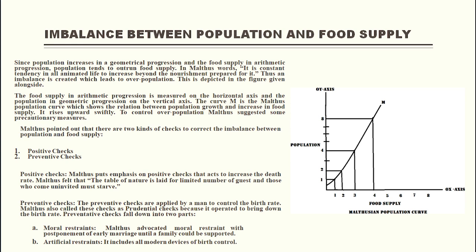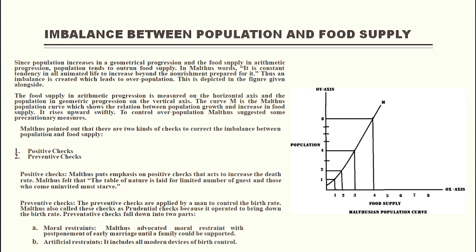We can clearly see that on the x-axis we have food supply and on the y-axis we have population. So we can see that food supply is increasing in arithmetic progression, 1, 2, 3, 4, 5, 6, and the population, unchecked, is doubling, that is, increasing in geometric progression, 2, 4, like that, as we can see in this particular graph. So this is creating an imbalance in the economy.